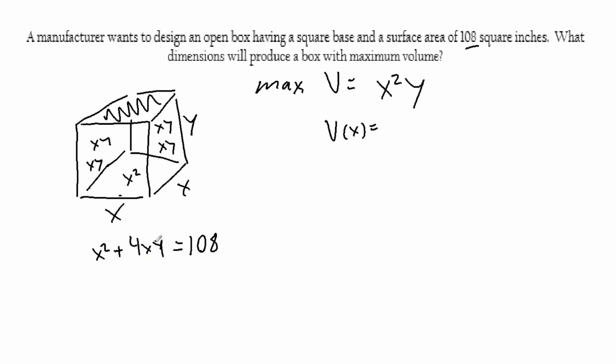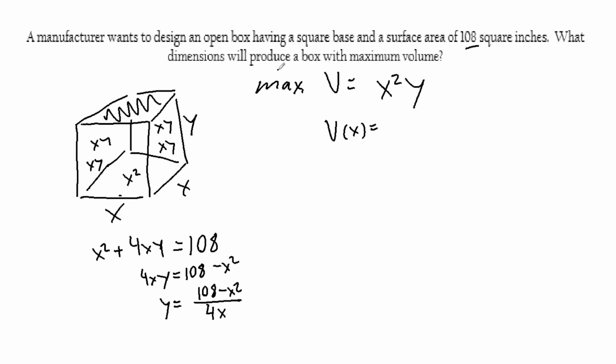And now we just simplify to find what y equals. So we go 108 minus x squared equals 4xy. Then we divide by 4x. So we go y equals 108 minus x squared over 4x. So now this is the first step that you could overlook or not really think about in terms of why it makes sense and what the logic is behind it.